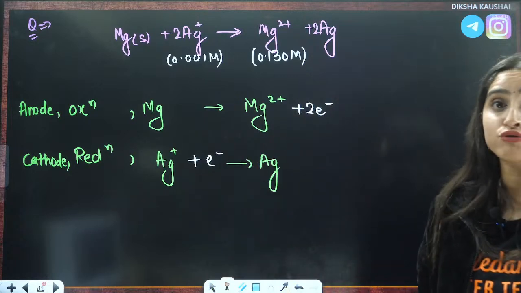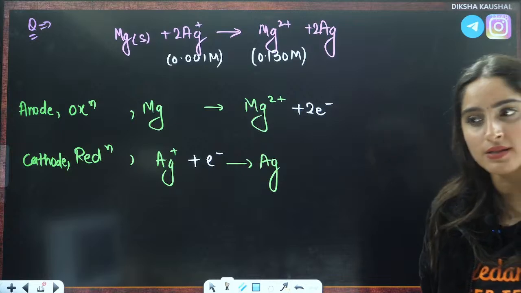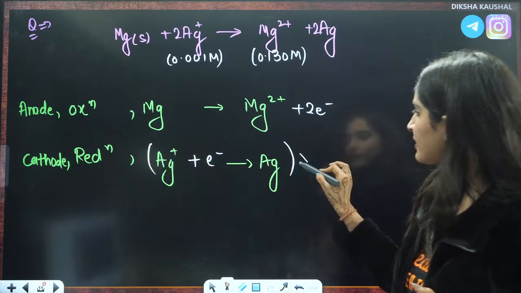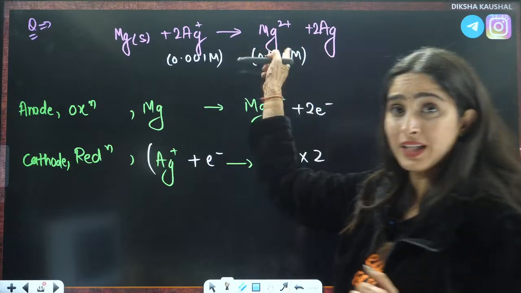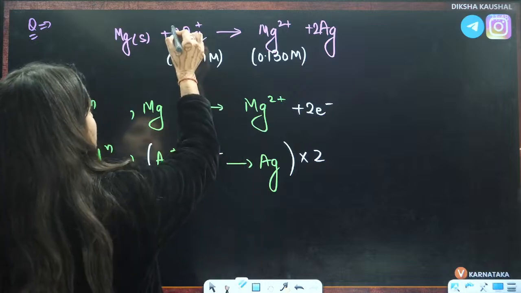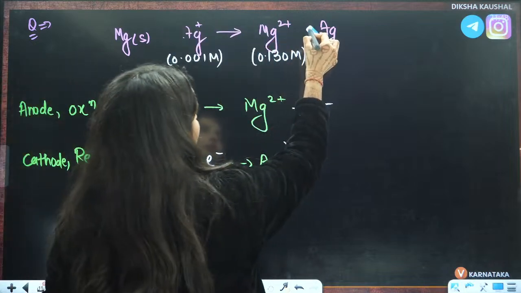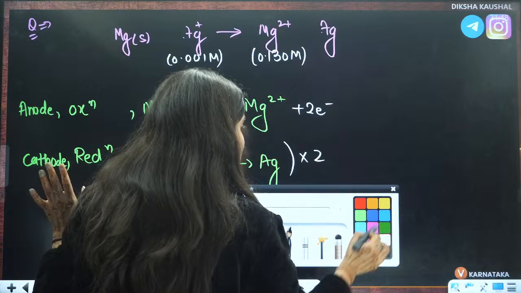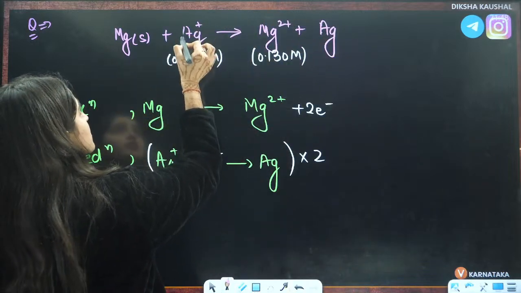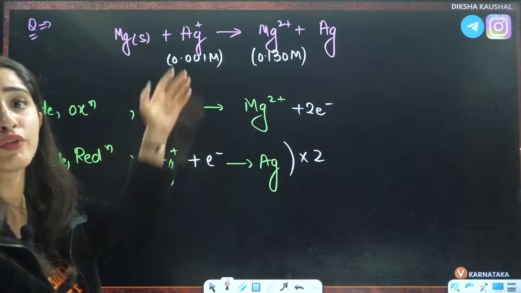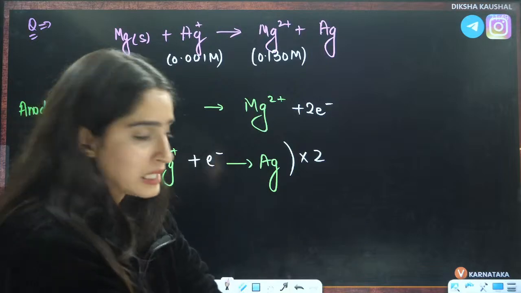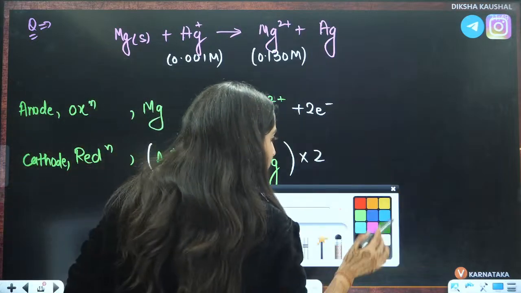Now, the number of electrons lost and gained should be the same, right? So this will also be multiplied by 2, right? That is why they have directly given the equation like that, right? What if they don't give you the equation like this? What if in the question it is given like this, with no stoichiometric coefficient mentioned? Then this is the same thing that you will do, right?